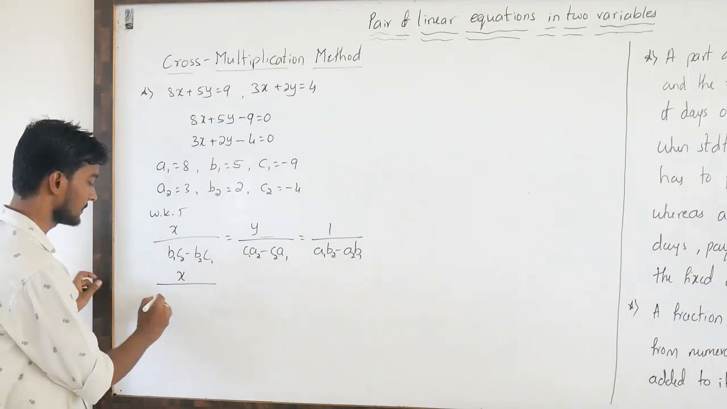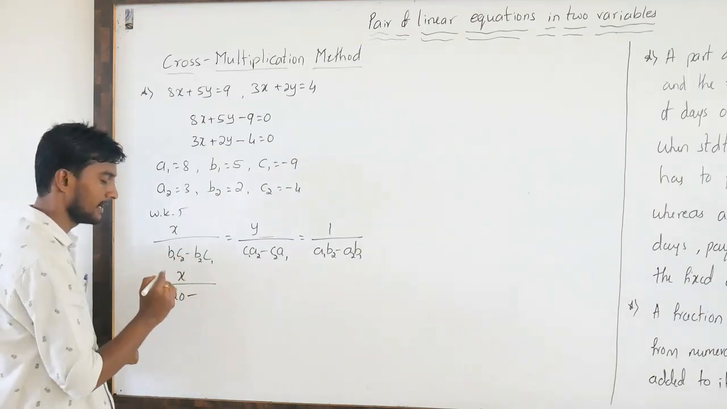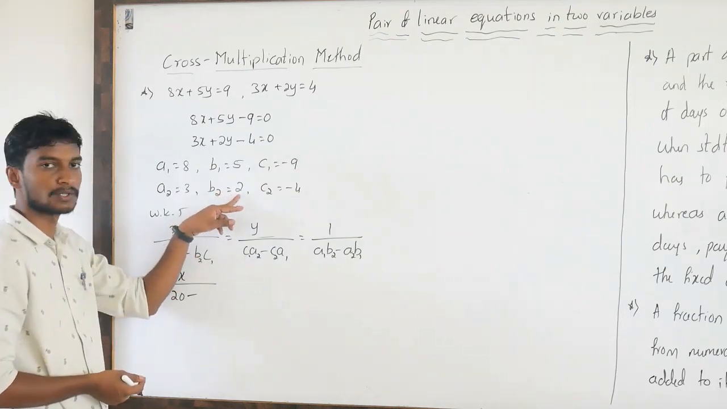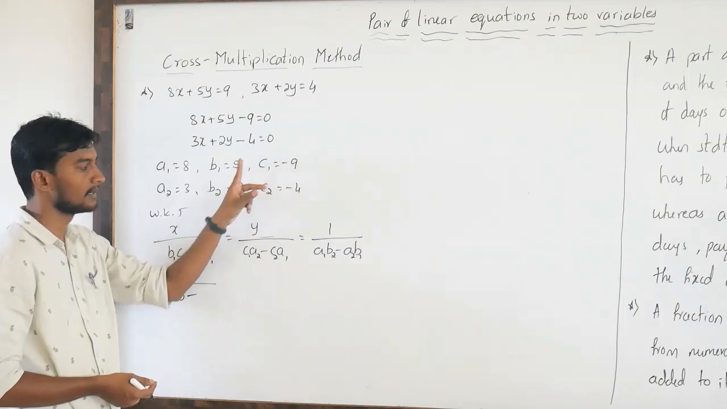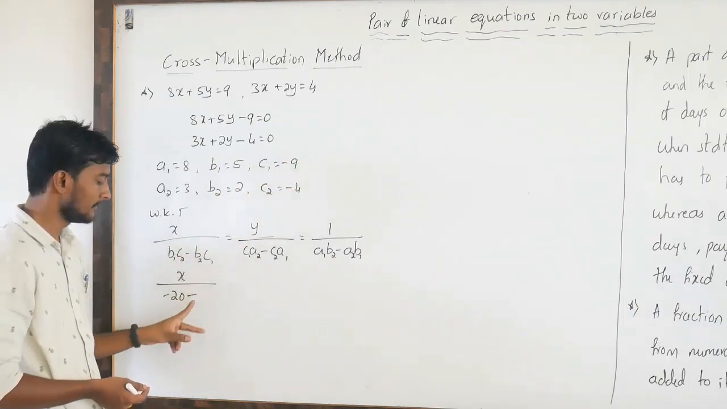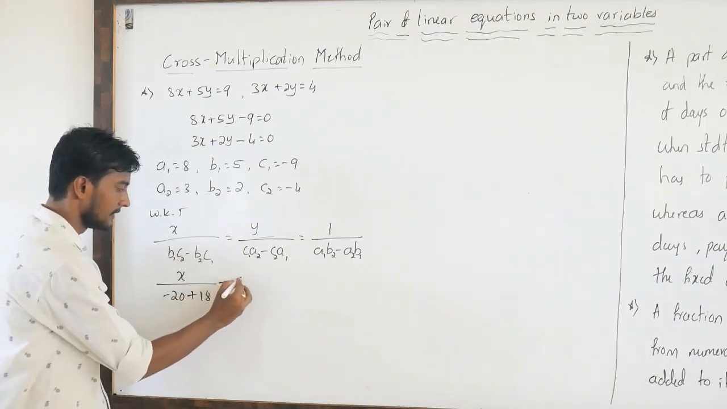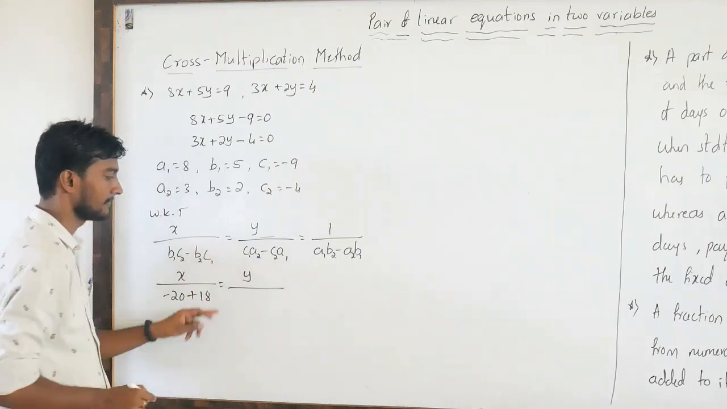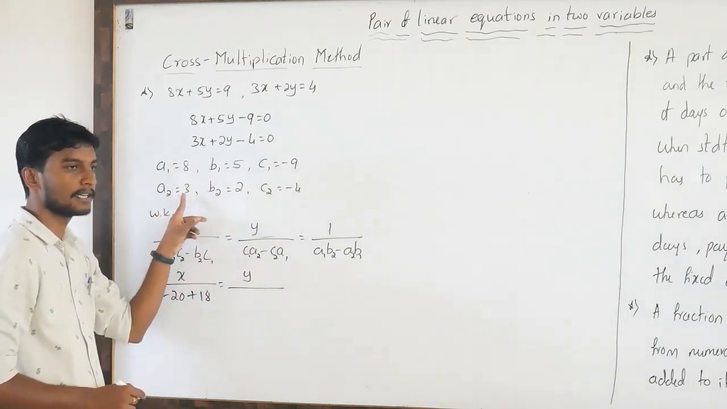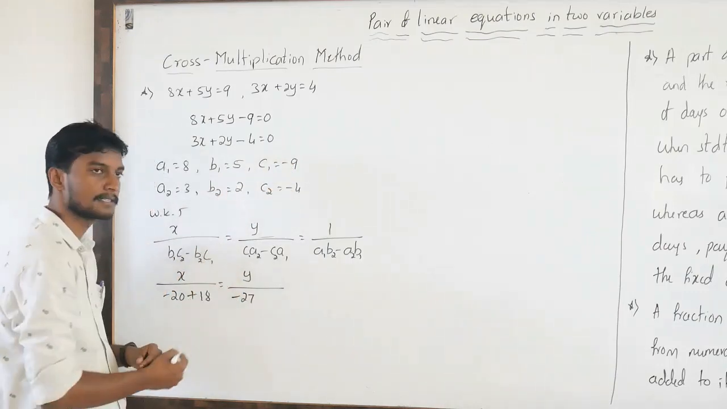5 into minus 4, it is minus 20. In the formula we are having minus, put that minus as it is. b2 c1, b2 is 2, c1 is minus 9. 2 into minus 9, it is minus 18. In the formula we are having minus, so it becomes plus 18. This is equal to y divided by c1 a2. c1 is minus 9, a2 is 3. 3 into minus 9, it is minus 27.